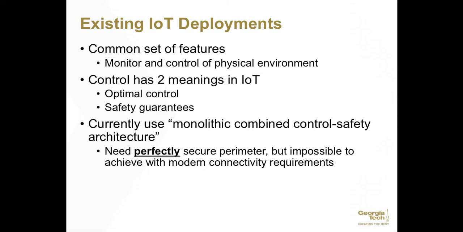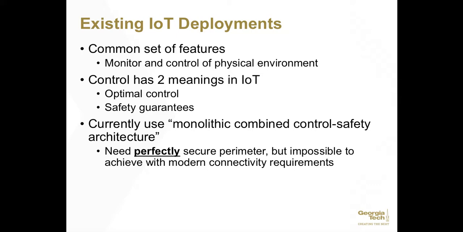This architecture implies that there needs to be a guarantee that the attackers can never gain access to the IoT platform, meaning we need to have a perfectly secure perimeter, similar to what we saw for plants and control room access earlier in the course. But we know this is nearly impossible to do in modern IT networks.